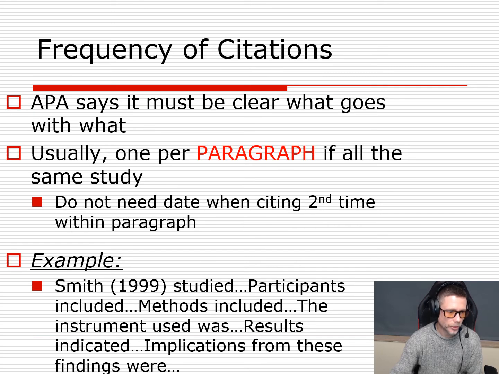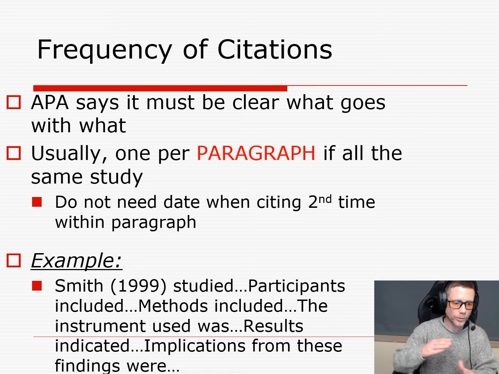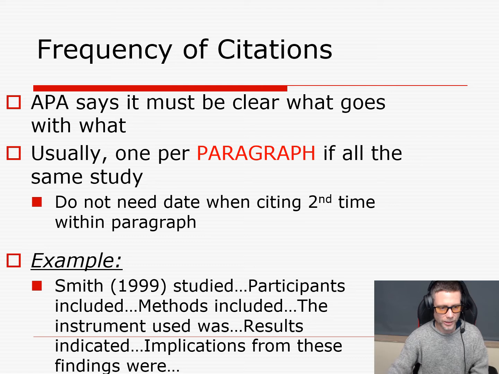How often should you cite the same source? Pretty much if it's obvious that you're still discussing the same source, you need to list it the first time. So let's say you have a paragraph about a research study. If you first talk about the participants and then the methods, for every sentence you don't have to cite Smith 1999. You can cite at the beginning, but if you're talking about one source and then you move to a different source and then you come back to that first source, you need to cite it every time if it's not clear that you're still discussing the same source.